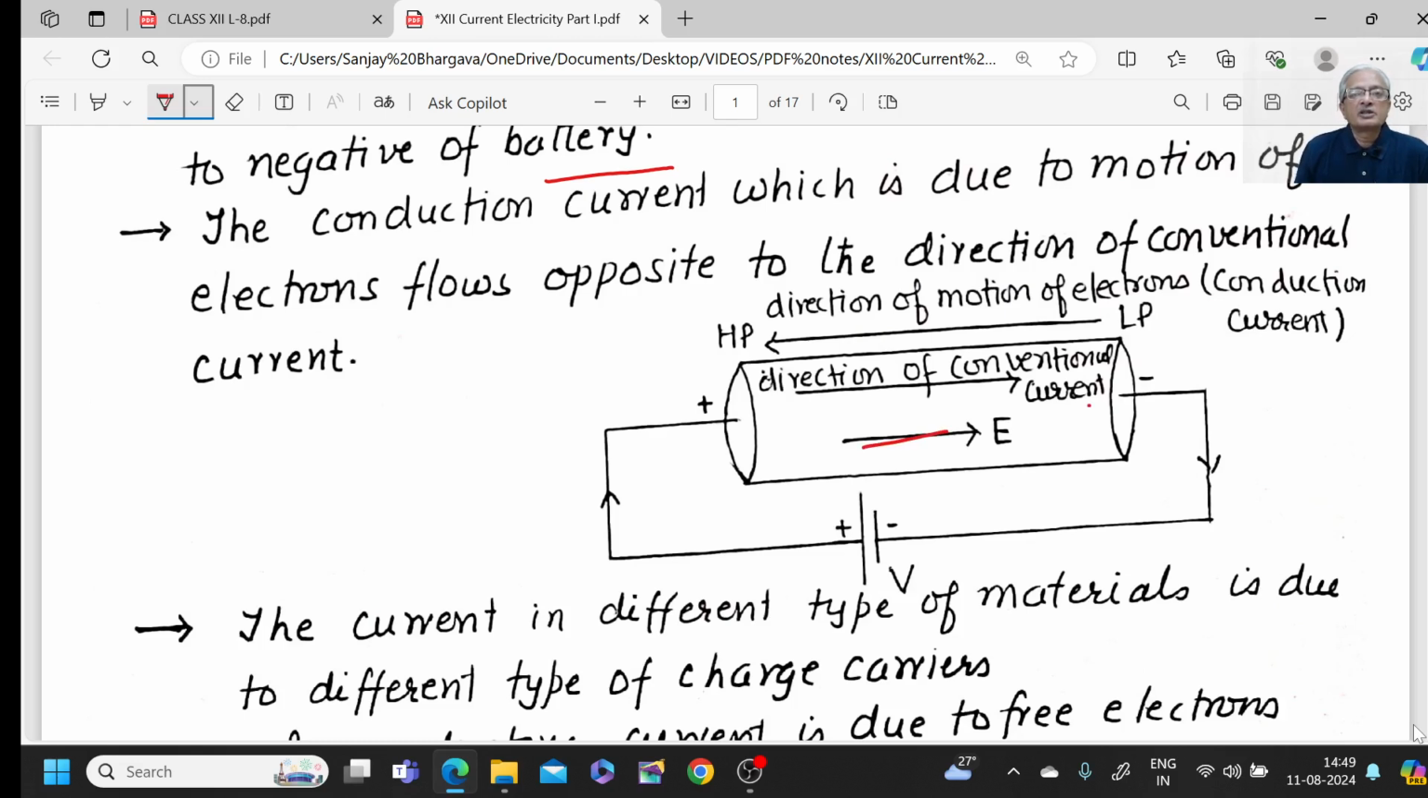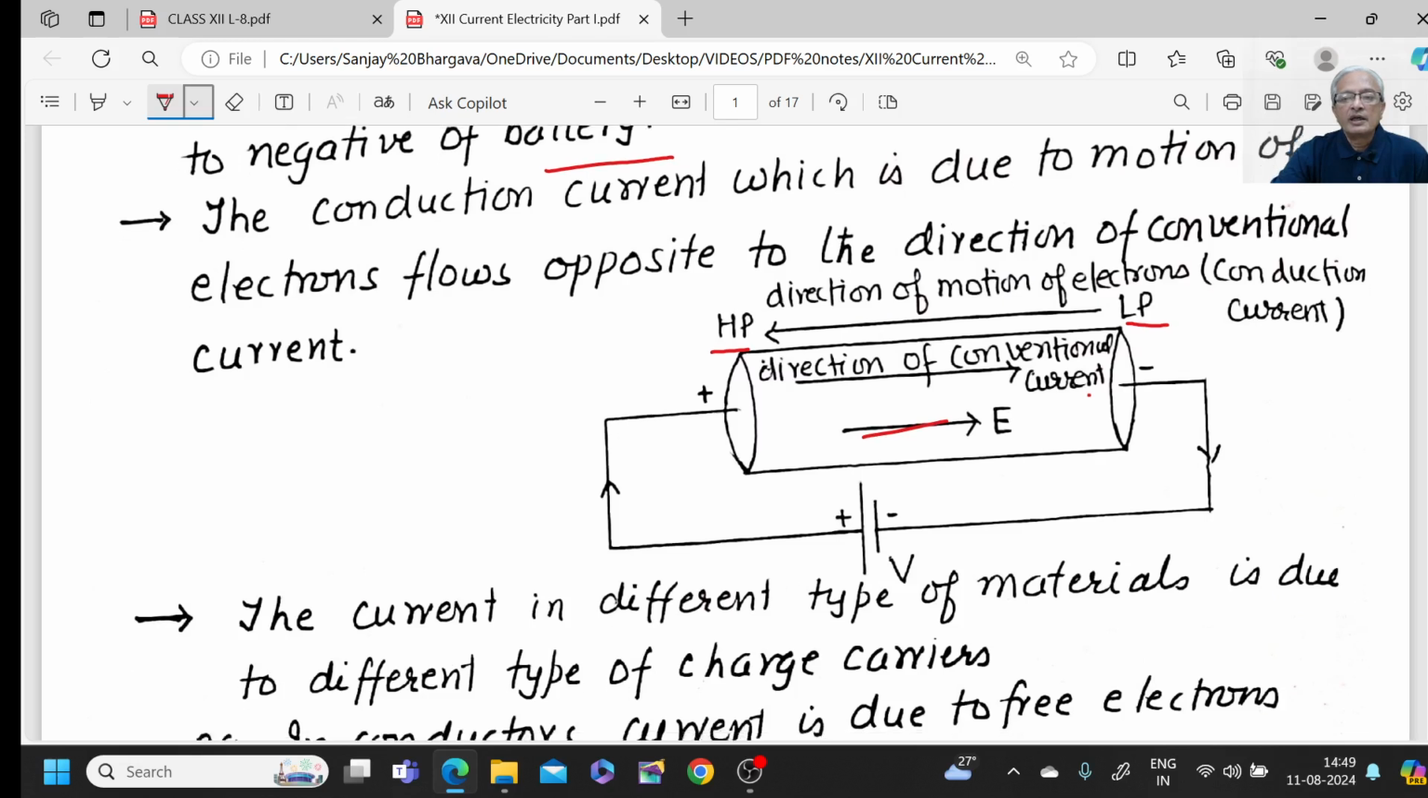While the conduction current, which is due to motion of electrons, the electrons always flow from a point of lower potential to the point of higher potential, and that is why the direction of conduction current has to be opposite to the direction of conventional current.